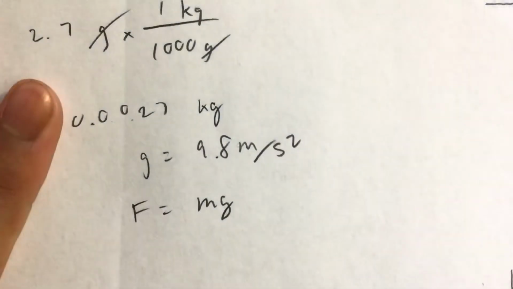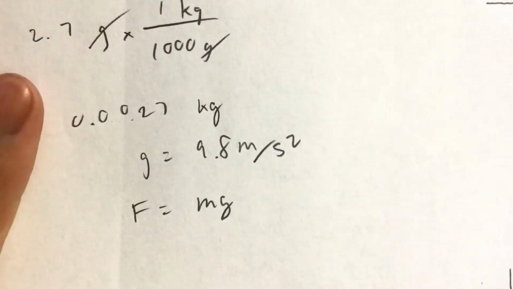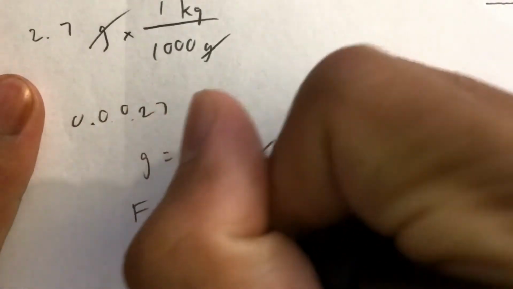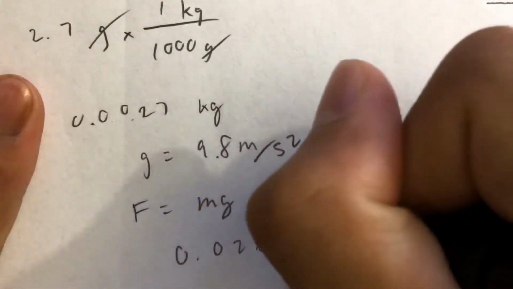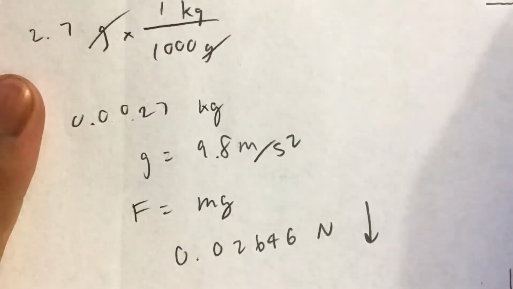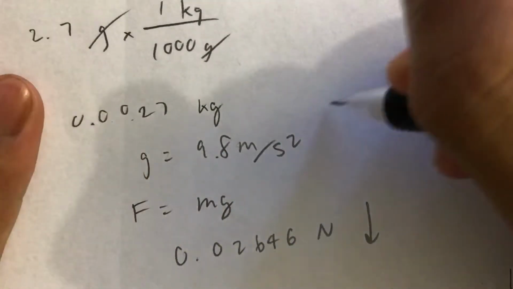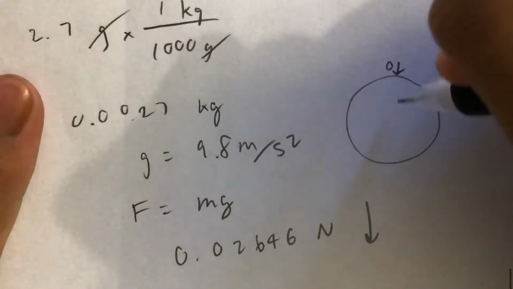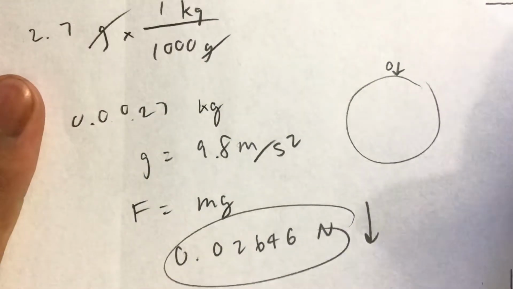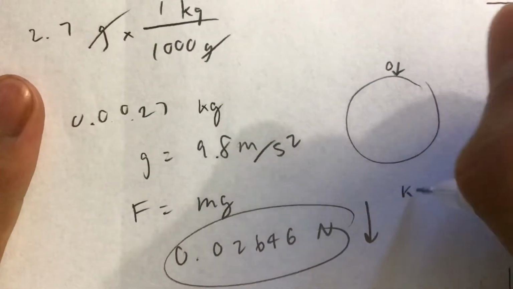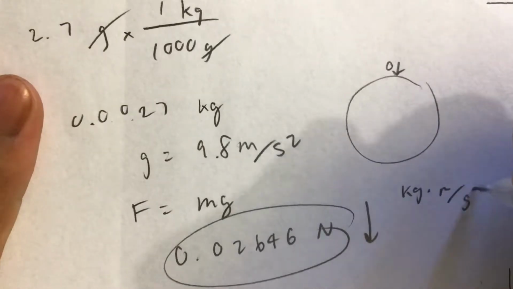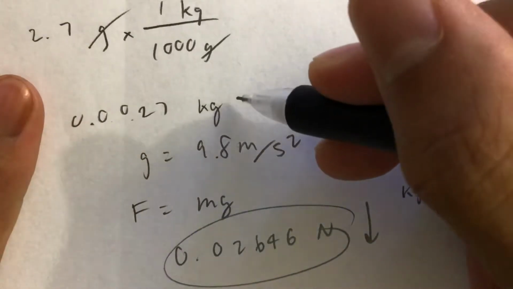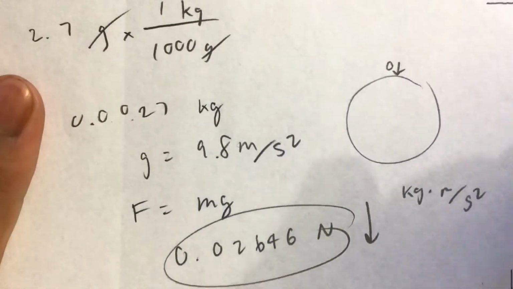So if I take out my calculator and do this calculation, 0.0027 times 9.8 gives us a force of 0.02646 newtons, and that's downward. Basically, what this says is if you have a ping pong ball on the Earth, it'll be pushed down, or attracted, with a force of this. And a newton is basically a kilogram meter per second squared. If you multiply this out, kilograms times this, then of course it turns out to be this, and that's what a newton is.